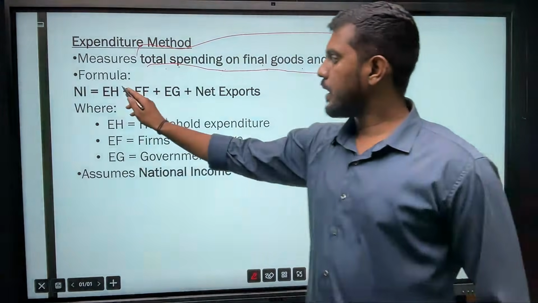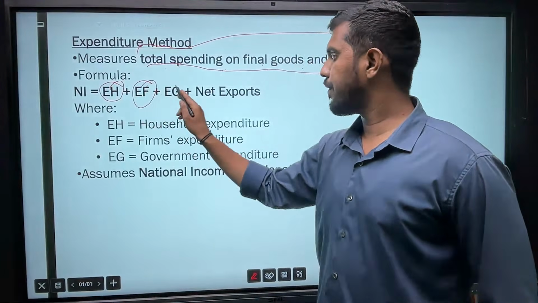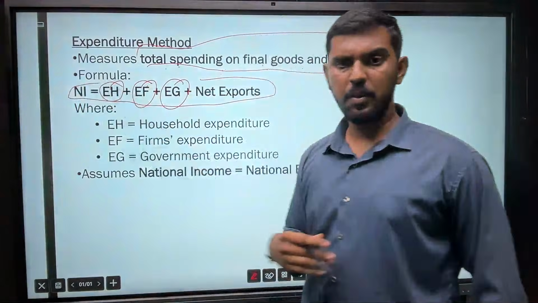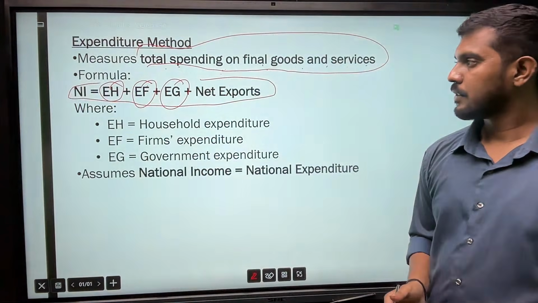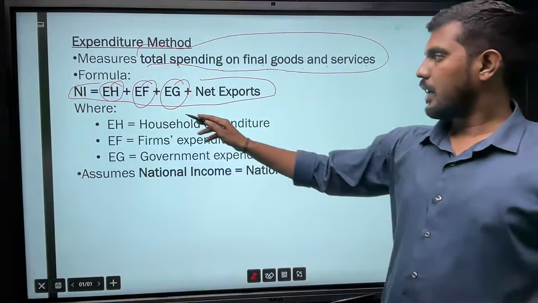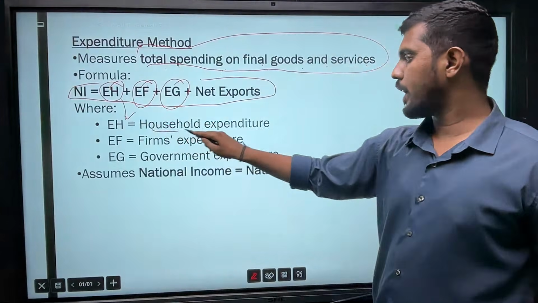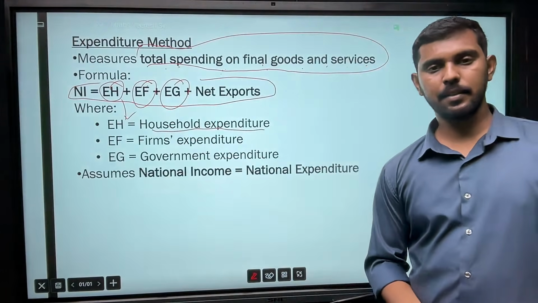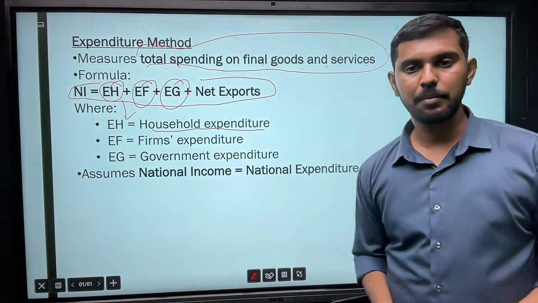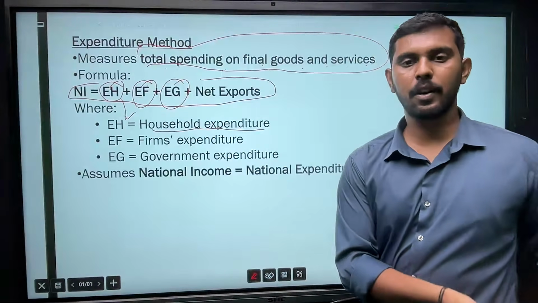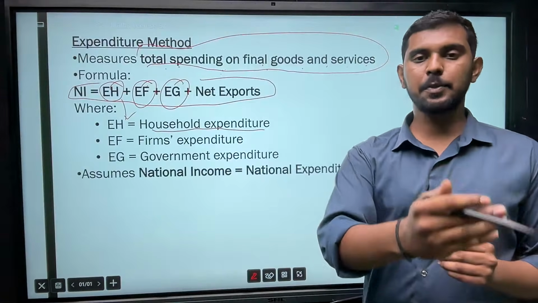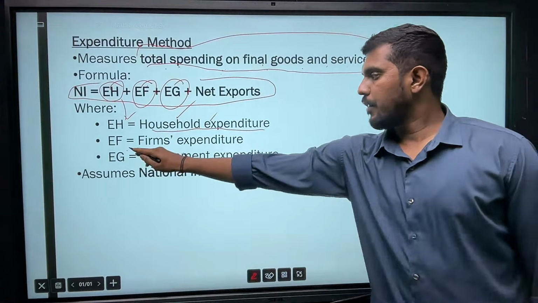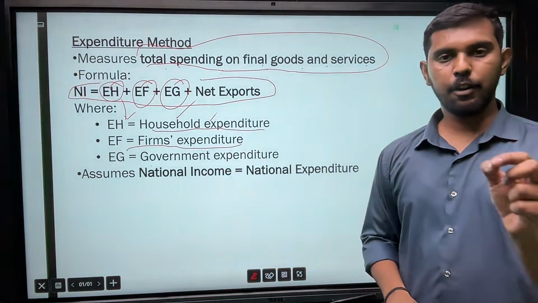Formula: EH, EF, EG, net exports. We will be exporting something, right? EH, household expenditure. I'm the head of the family. I purchase something for my household. It is also included in the national income. It comes under the expenditure method. So, household expenditure. EF, firm's expenditure.